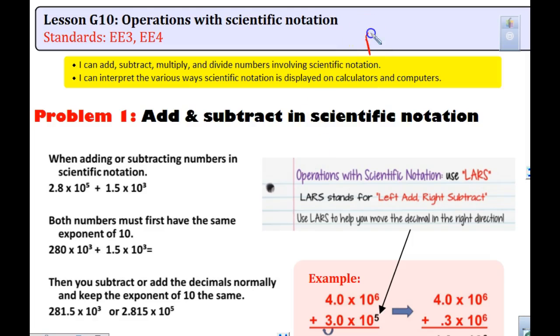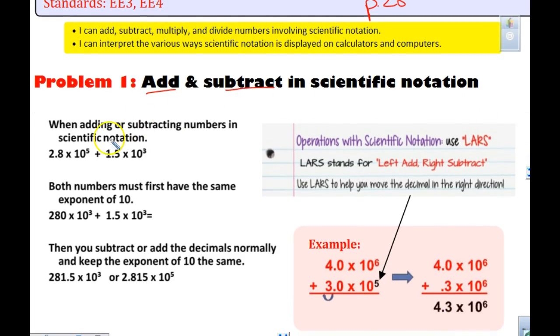Page 28 as we are taking a look at this. So last week on Friday we did the multiplication division. Now we are looking at addition, subtraction in scientific notation. And the key thing that you need to know, when you're adding or subtracting numbers in scientific notation, both numbers must first have the same exponent of 10.